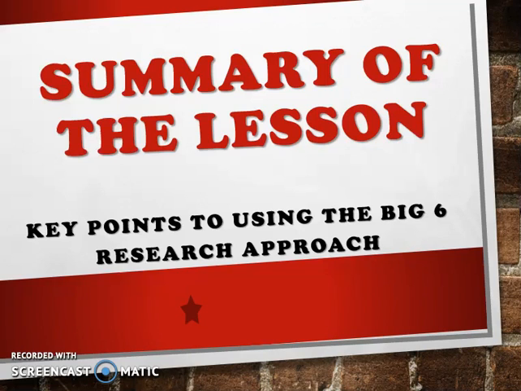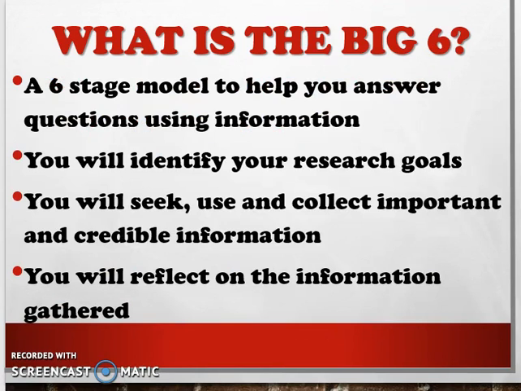Okay, let's summarize this Big Six lesson. You took a pretest, you worked your way through the Big Six steps while you researched, and you used the handout as a guide if you needed help. Remember that the Big Six is a 6-stage model to help you answer questions using information. Through these 6 steps, you're going to identify your research goals, seek, use, and collect important and credible information. And finally, you should have evaluated your own work by reflecting on your information gathered.